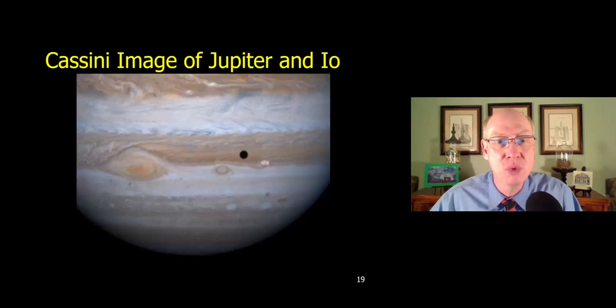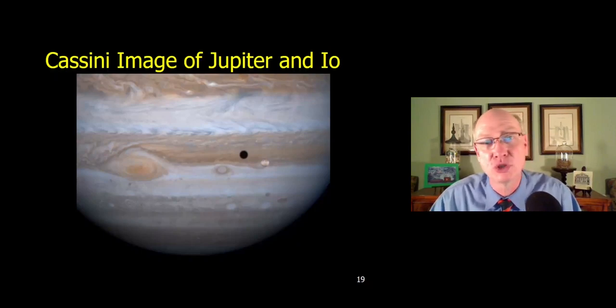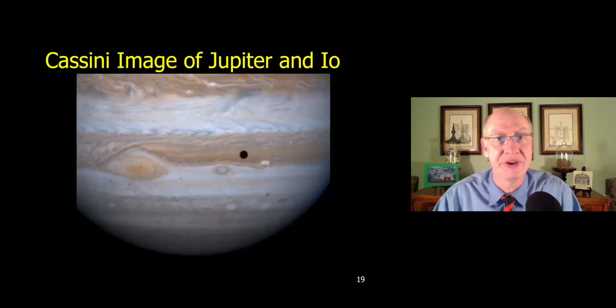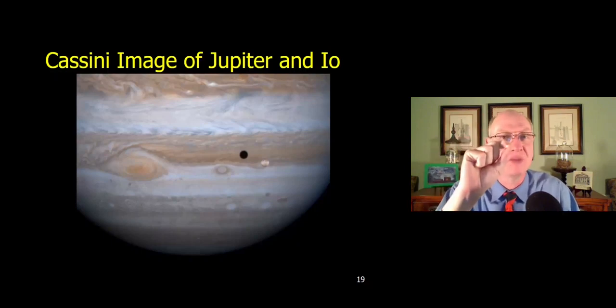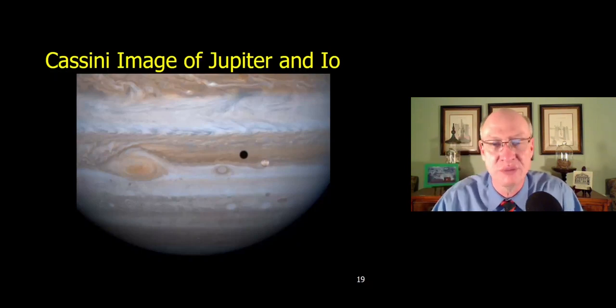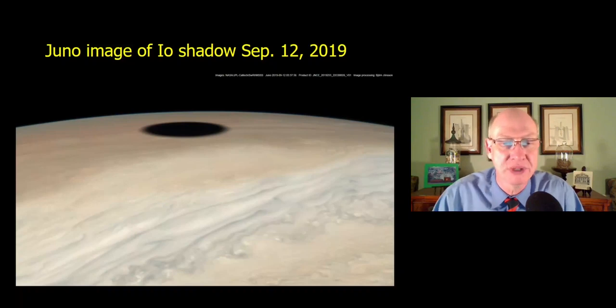All of the Galilean moons of Jupiter create shadows like this on Jupiter. You can see them even with a small backyard telescope. You can look up in almanacs when the eclipses will occur, and you can look at Jupiter and see these little black dots and watch them hour by hour as they slowly move across the face of Jupiter. It's a lot of fun to see these shadows on Jupiter. I absolutely love this photograph.